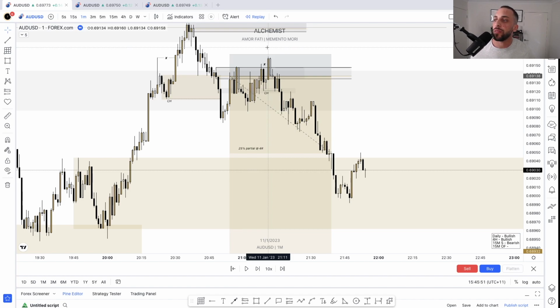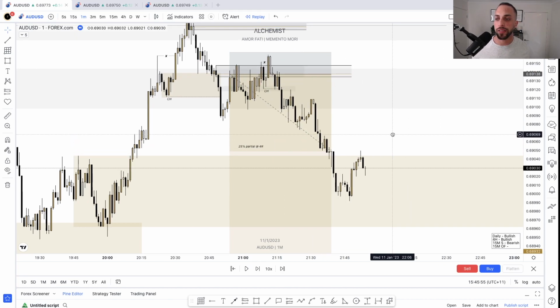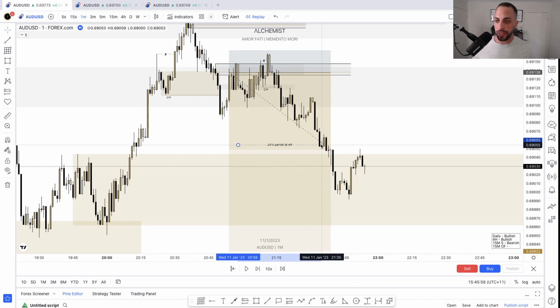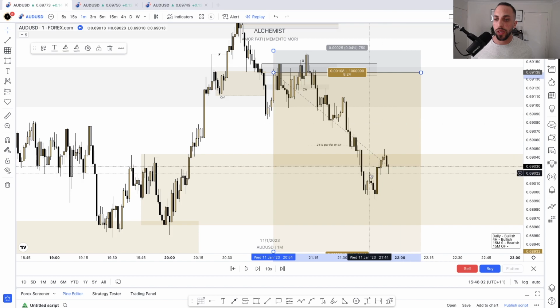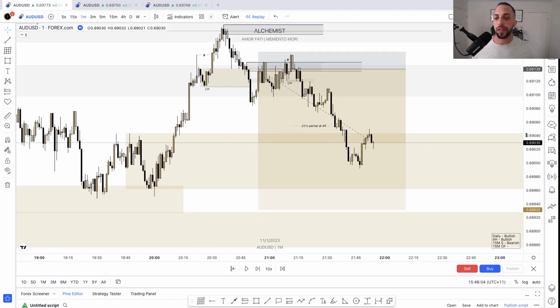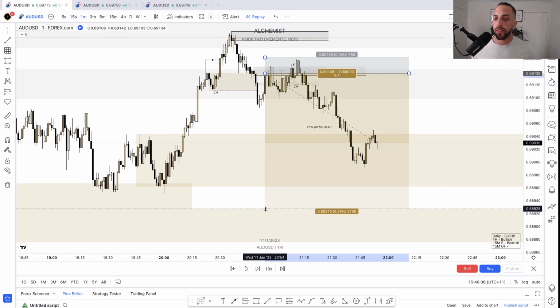The high of this candle was 160 and we got 163, so 0.3 above, which is exactly what we like to see. So in this case here, our 25% partial would be taken off there. And then this is the demand zone that we're expecting to see a reaction from. However, our 65% partial would be taken off here.